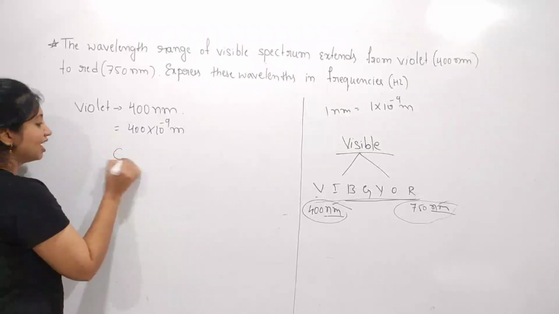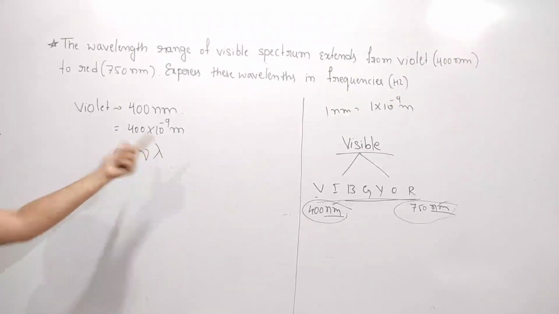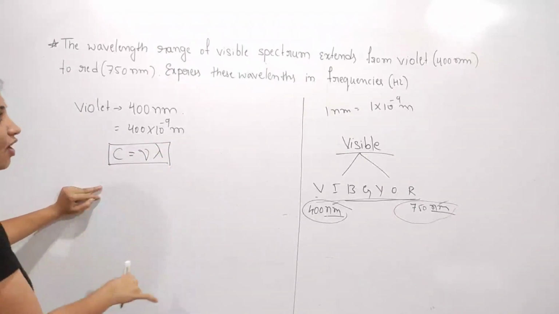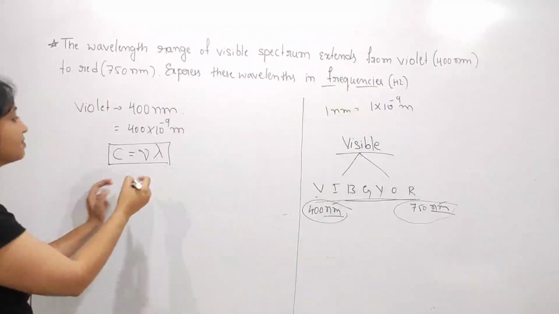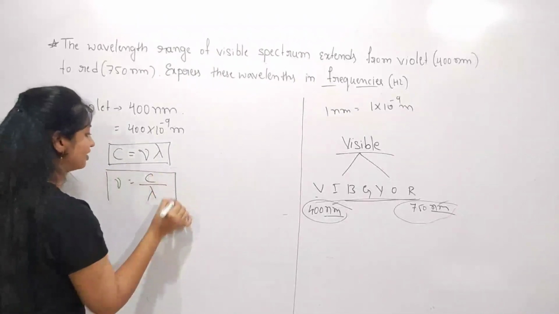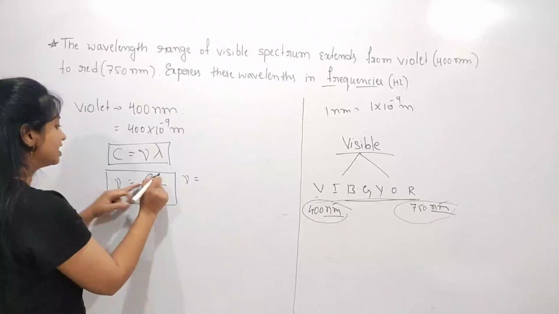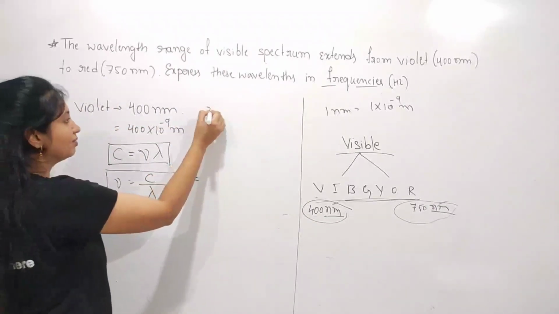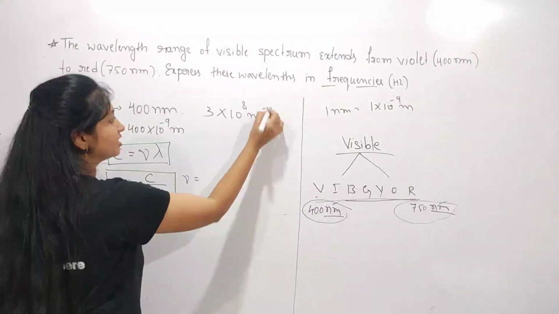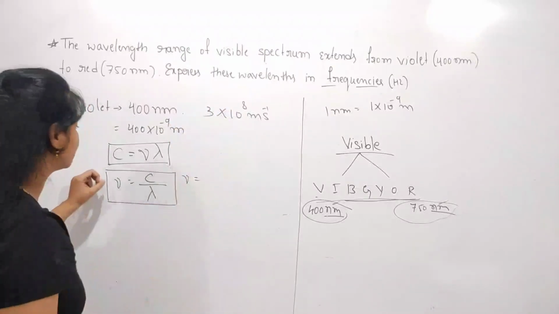And now the formula is C is equal to nu into lambda. C is equal to nu into lambda. What we want in this equation is the frequency, which is nu. So nu is equal to C by lambda. So this is our formula which is applied here. So nu is equal to C, and already you know that in vacuum the speed of light is 3 into 10 raised to 8 meter per second. Then put the values and we get the answer. It is also very simple for us.